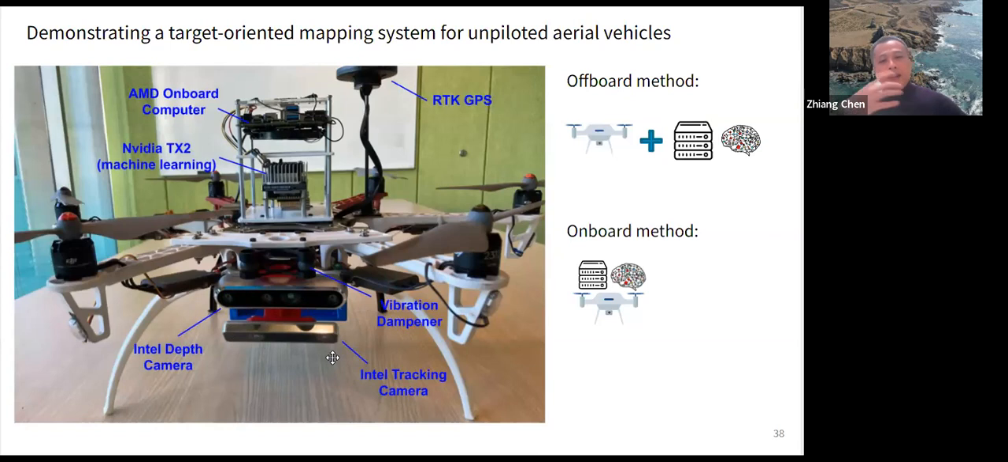And if you think about an offboard method, it kind of separates UAV survey and data processing. But for onboard methods, it integrates the machine learning and the UAV survey. So while the UAV is surveying, it has awareness of what object it is detecting. So it can conduct a more intelligent and agile trajectory to map more objects of interest in a more efficient way.